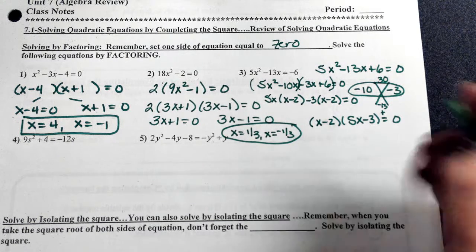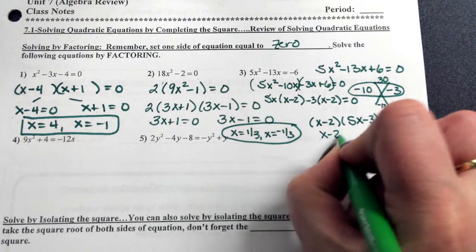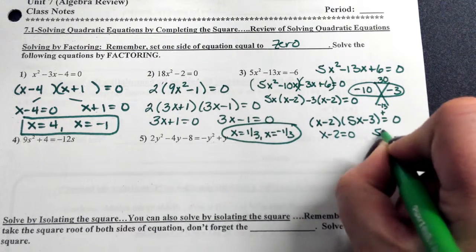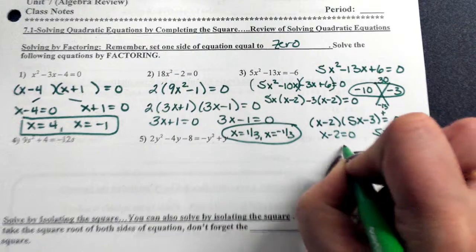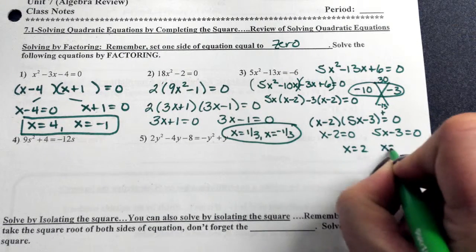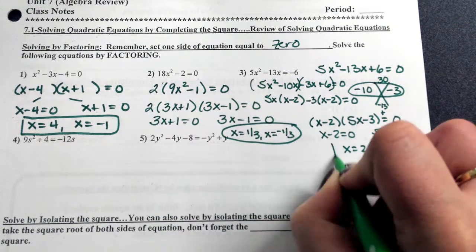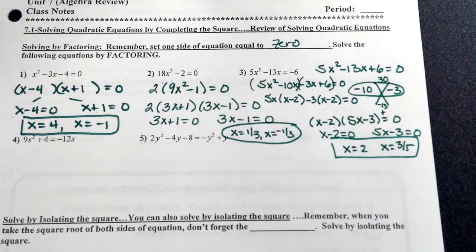All right? So then when I set each factor equal to 0, x minus 2 equals 0, 5x minus 3 is equal to 0, so x is equal to 2, x is equal to 3/5. Okay?